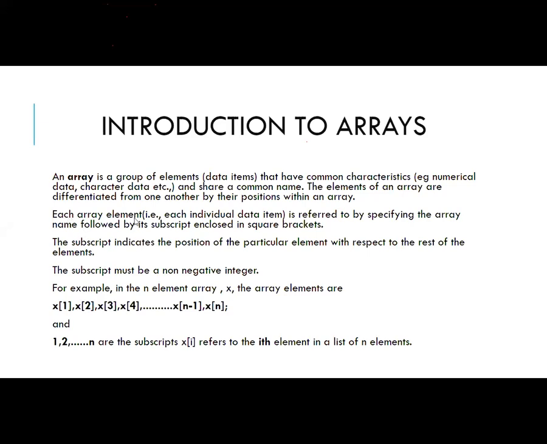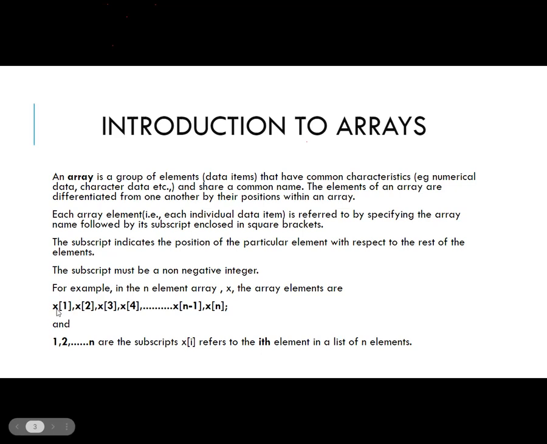Each array element is referred to by a name, and in a square bracket you have the subscript, that is the position in the array. For example, if you are having an array of n elements, that means an array holding n values. But how will you differentiate each value from the other? Depending on the subscript. The subscript indicates the position of a particular element.